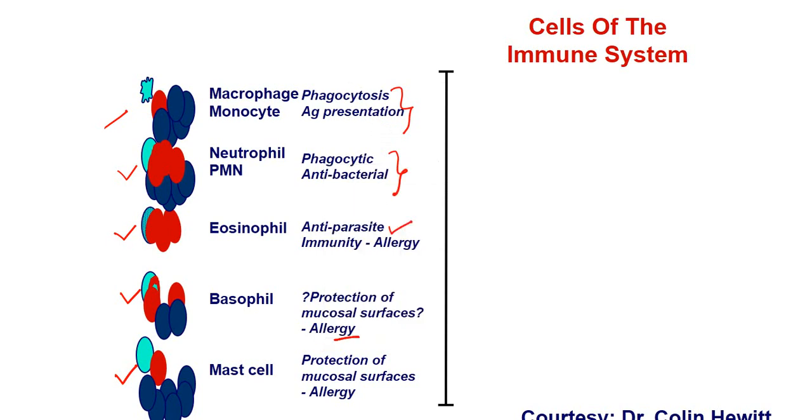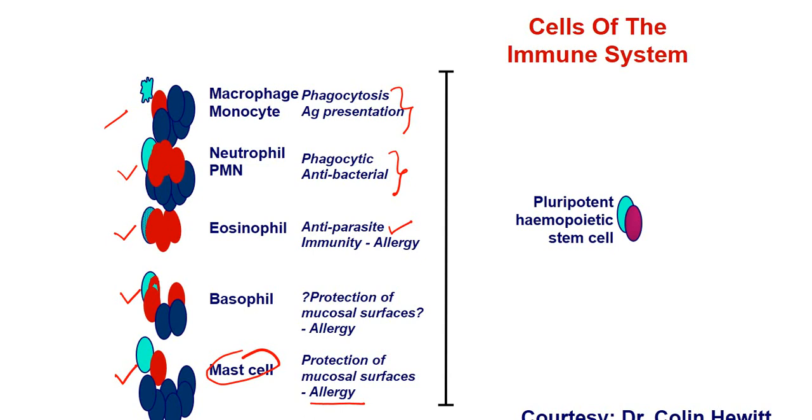Mast cells has so many preformed mediators. These mediators will be released during mast cell degranulation or hypersensitivity type 1. Mast cells also protect the mucosal surfaces, and they are the major players along with basophils during allergic response.